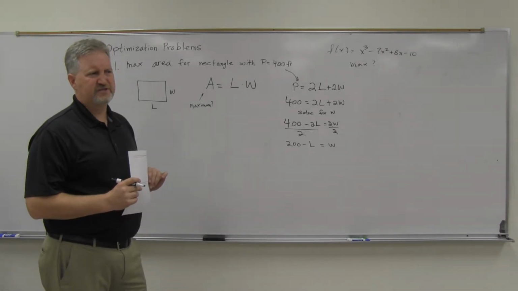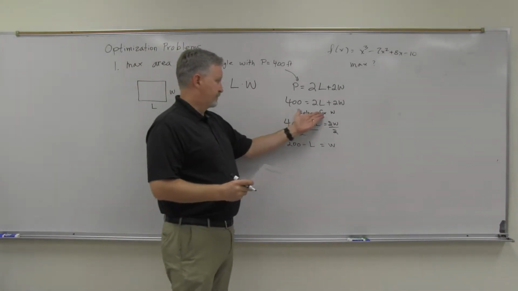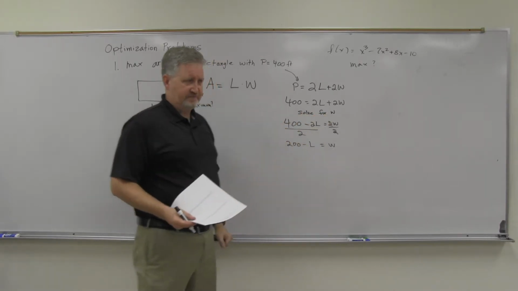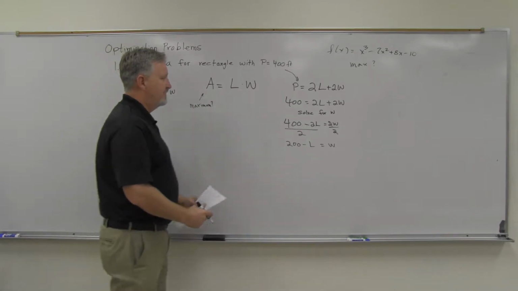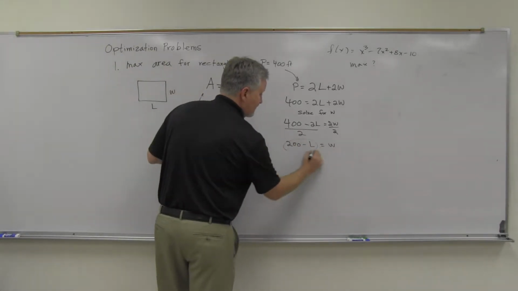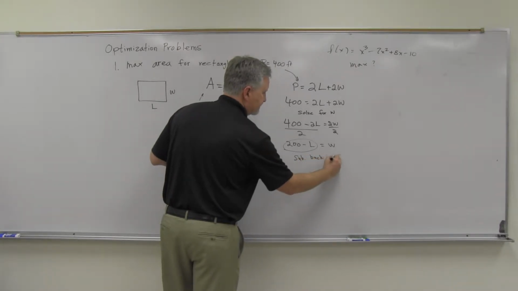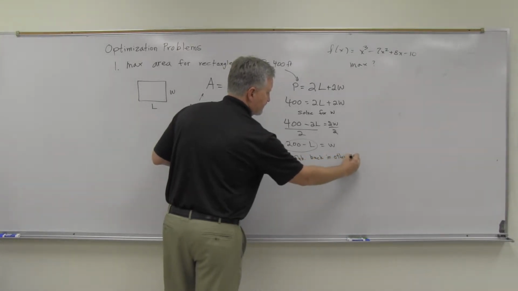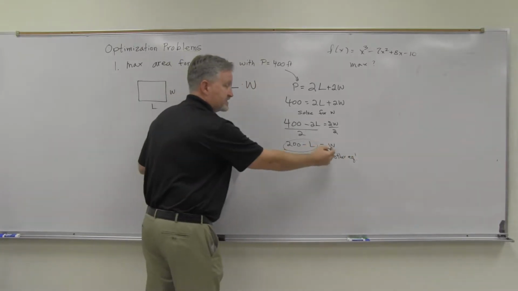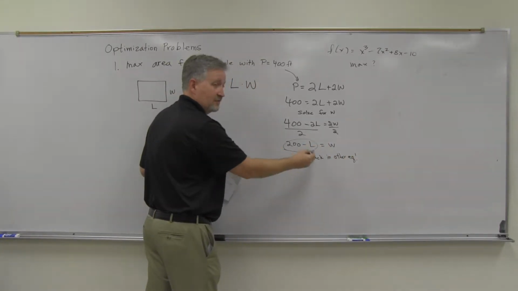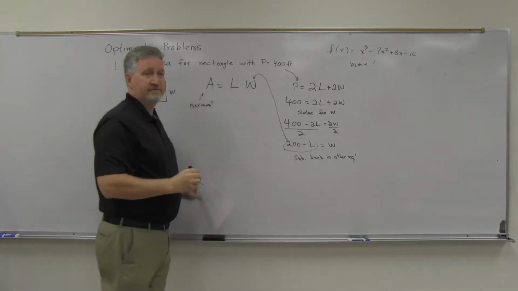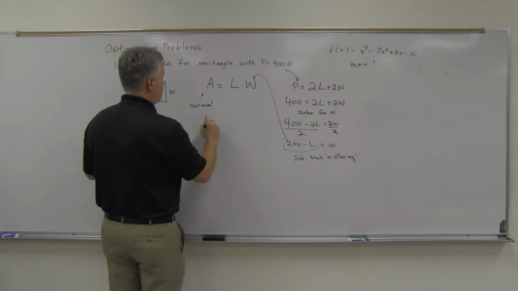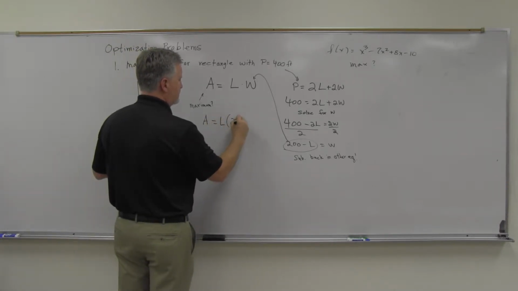Just pick one of the variables to solve for. Sometimes one's easier than the other. In this case, there wasn't much of a difference, actually not any difference. But now I can substitute this back into the other equation. Because this is saying W equals 200 minus L, so I can substitute that for W in the other equation. See what I'm saying? So I get A now equals L times 200 minus L.